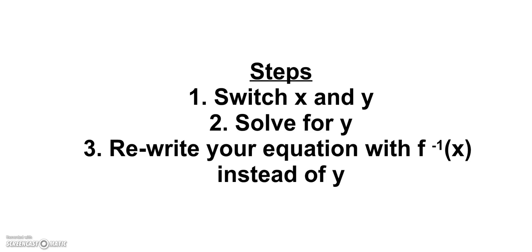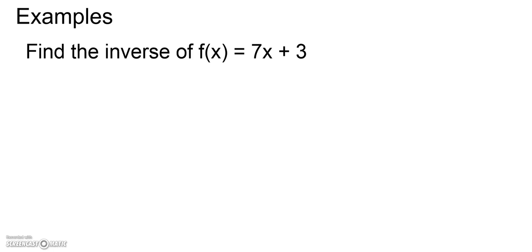Alright, so for the steps for solving for an inverse, your first step is to switch your x and your y. Then you're going to solve for y, then rewrite your equation with f inverse of x instead of the y itself. So our first example, we're going to find the inverse of f of x equals 7x plus 3. Remember, f of x is just a special way of saying y. So this is the exact same thing as saying y equals 7x plus 3.